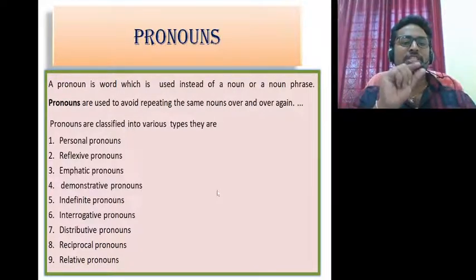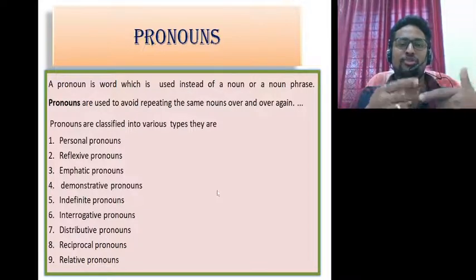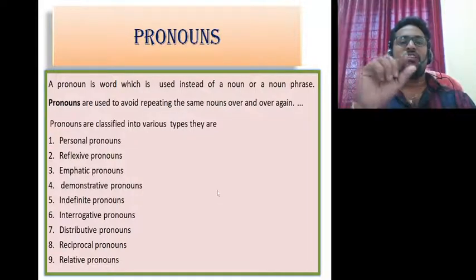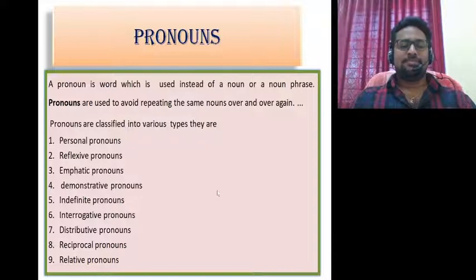A pronoun is a word which is used instead of a noun or a noun phrase. To replace the noun or noun phrase, we use the pronoun. In a sentence, to avoid repetition, to replace the noun or noun phrase, we use a pronoun. Instead of a noun or noun phrase, we use a pronoun in English. What is the usage of pronoun?